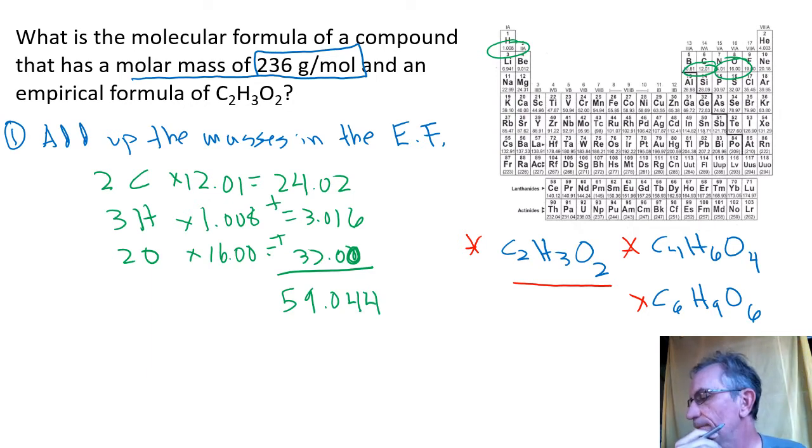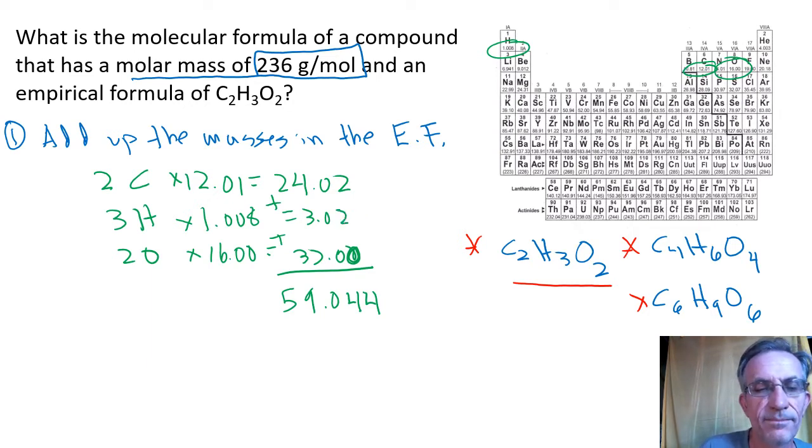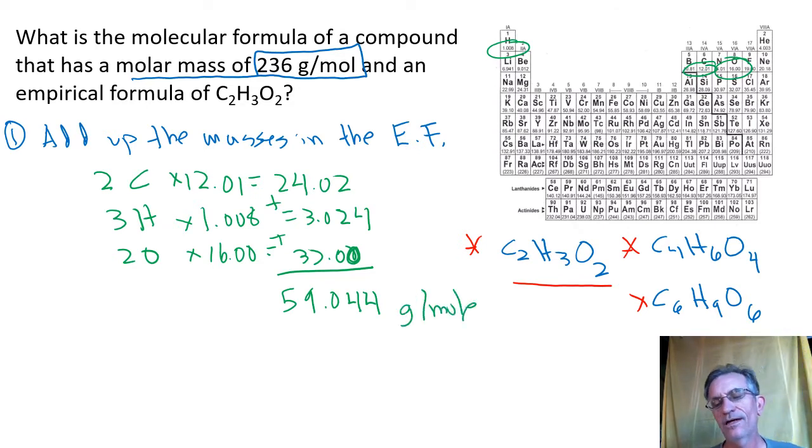Oh, shoot, I blew it here. Let me erase something here. This actually isn't 16. This is 24. Doing math in my head, I messed up. So yeah, it does add up to 59.044. And then the units, I know often I've been writing grams equals a mole. You can also write grams per mole, all right? So the atoms in the empirical formula add up to a little over 59.